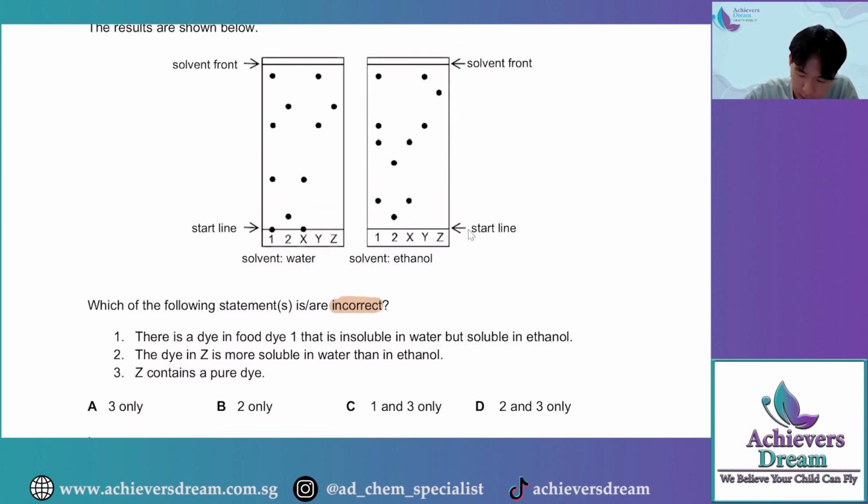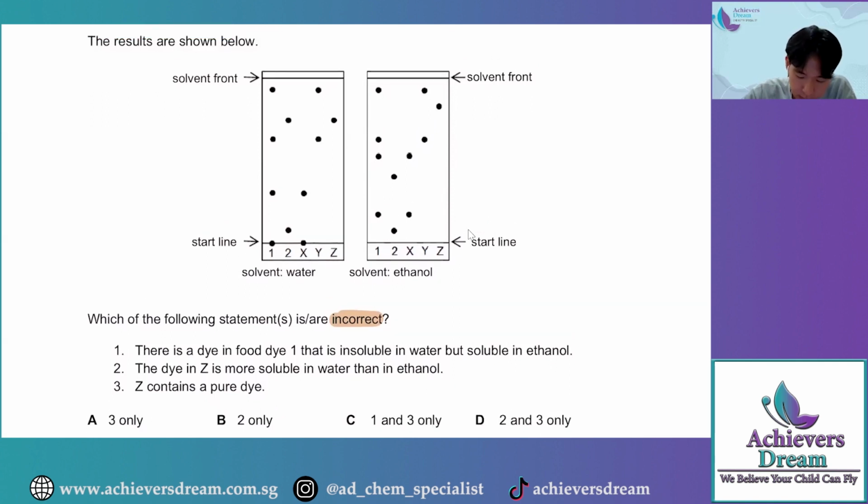Let's look at the chromatogram for solvent water. So for food dye 1, we can see that there are 4 spots that have evolved. 4 spots. Okay, but at the start line, there is 1 spot over there. A spot appears on the start line. Okay, what does this tell you? This tells you that the spot here at 1 actually did not travel at all.